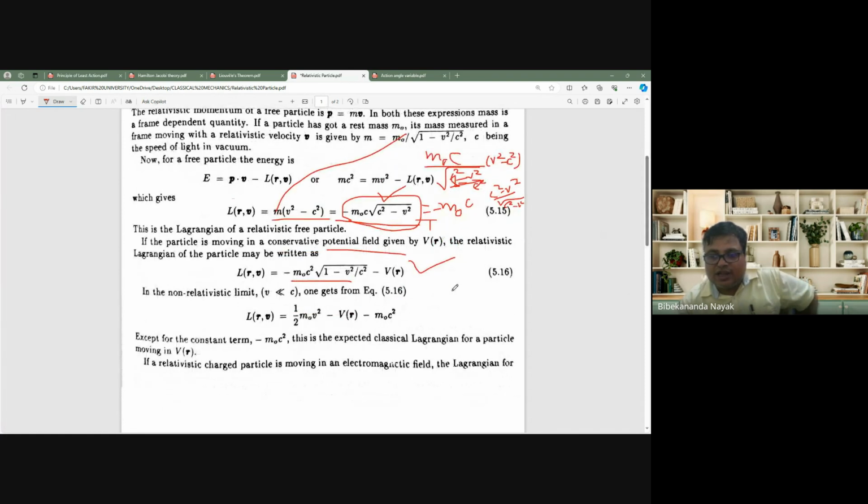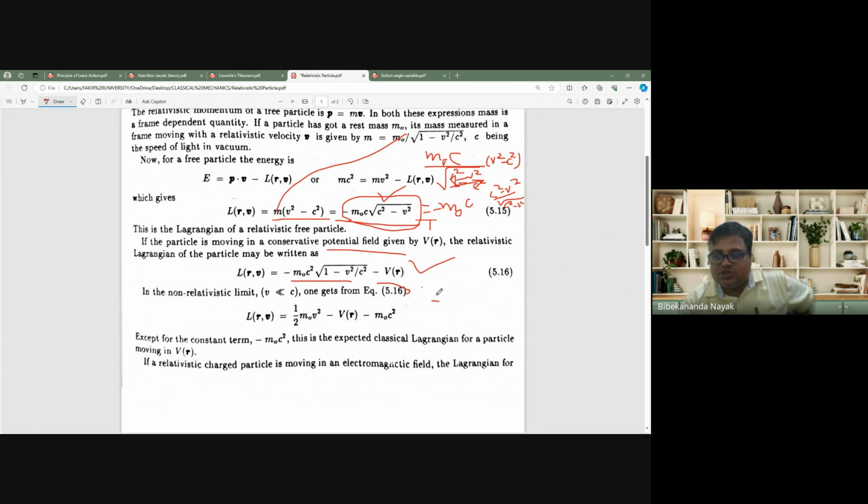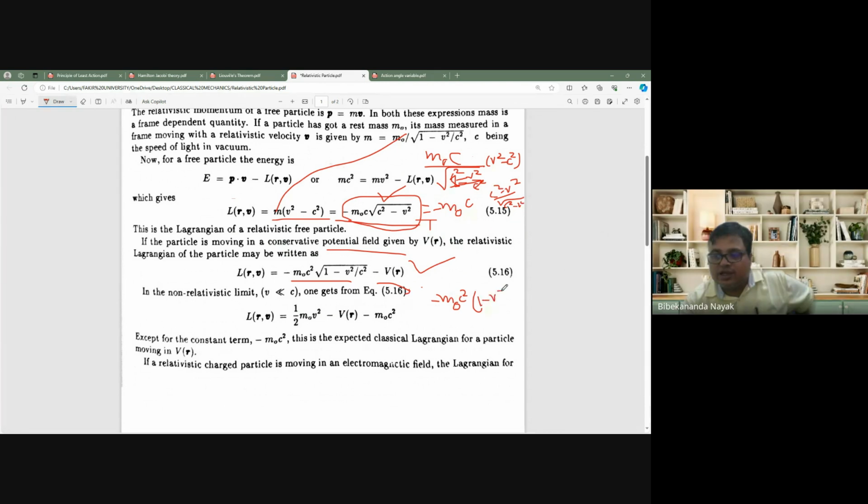So next we calculate the Hamiltonian. Okay, this in the non-relativistic limit. Actually, this gives you this value because for the non-relativistic limit, v is much less than c. So this equation can be expanded. Okay, and this term will be minus m0 c square into 1 minus v square by c square to the power half. This we have left, only this term.